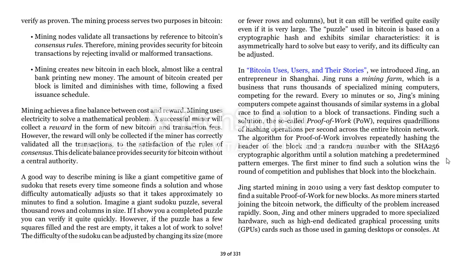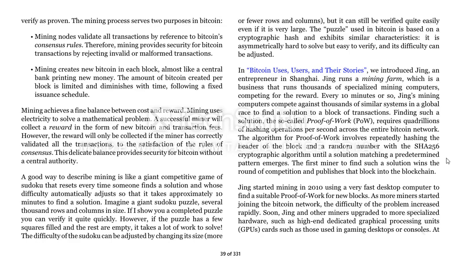of transactions. Finding such a solution, the so-called proof of work, POW, requires quadrillions of hashing operations per second across the entire Bitcoin network. The algorithm for proof of work involves repeatedly hashing the header of the block and a random number with the SHA-256 cryptographic algorithm until a solution matching a predetermined pattern emerges. The first miner to find such a solution wins the round of competition and publishes that block into the blockchain.